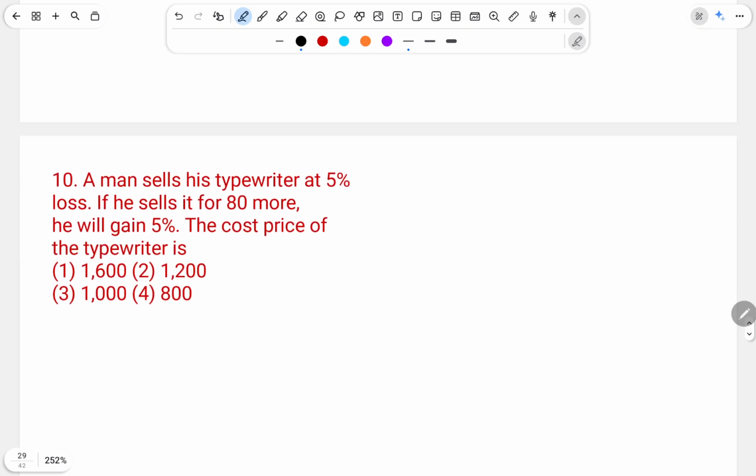A man sells his typewriter at 5% loss. If he sells it for 80 rupees more, he will gain 5%. Okay, means 95. If he sells it for 80 rupees more, he gains 105, means 5% profit, means 105. This gap 10% is given as 80 more, 80 rupees. The cost price of the typewriter means 100% will be how much? It is 800.